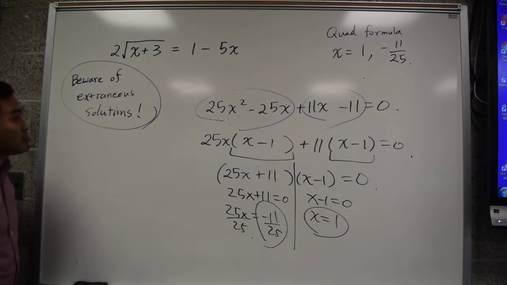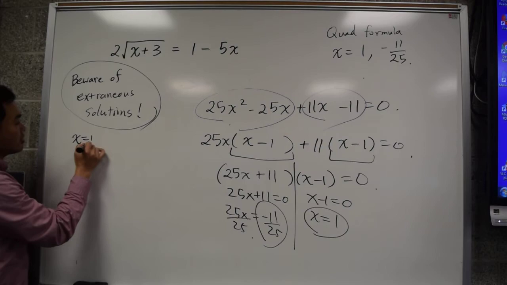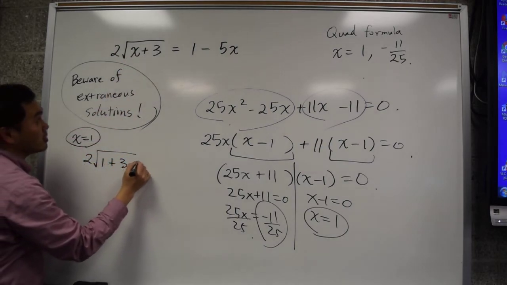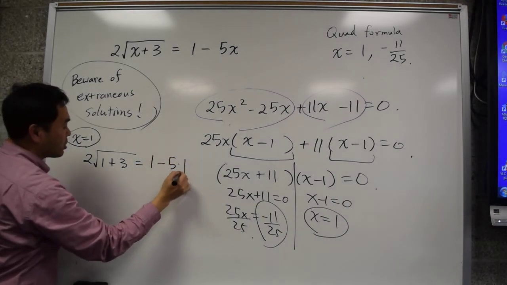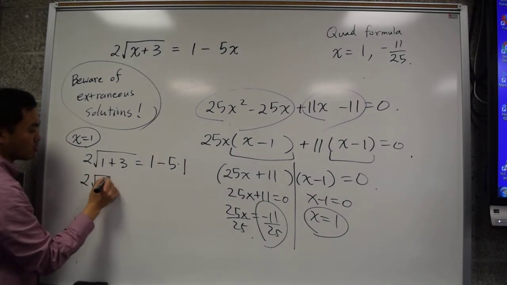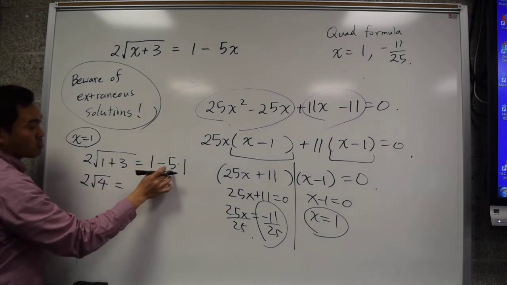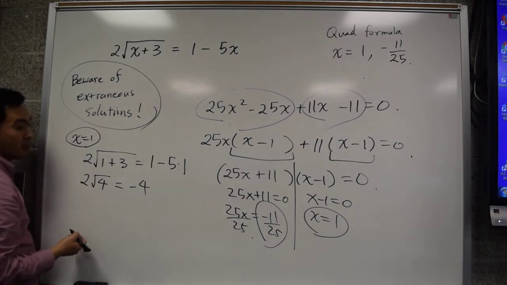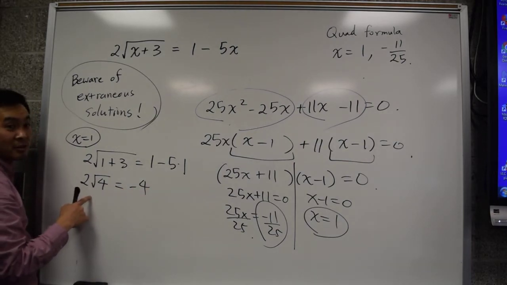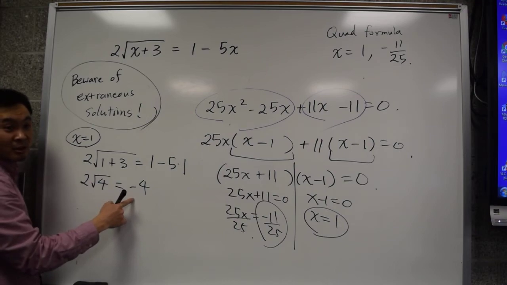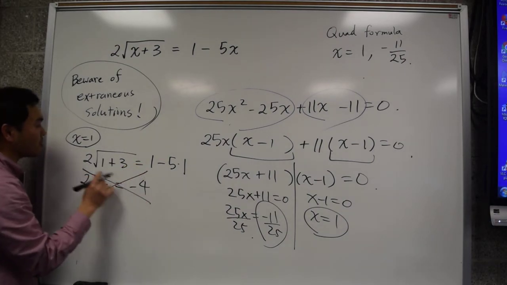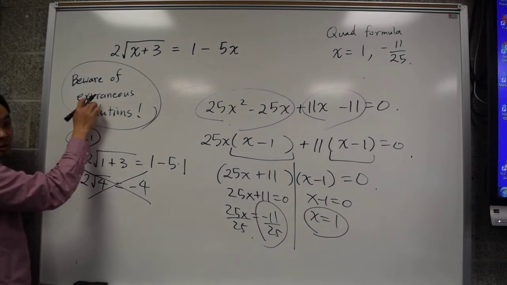Okay. So let's plug in x equal to 1 and see what happens. You plug in 1, you get 2 times square root of 1 plus 3 equals 1 minus 5 times 1. Let's see what you get. You get 2 times square root of 4 equals 1 minus 5. What's that? Negative 4. Is that right? This is positive. That's negative. Can it work? It does not work, right? So this does not work.